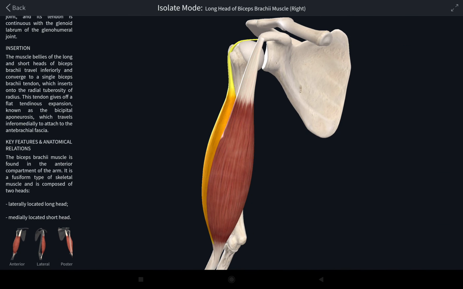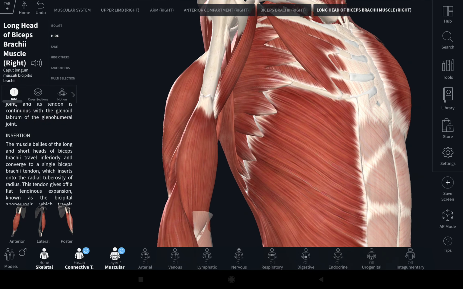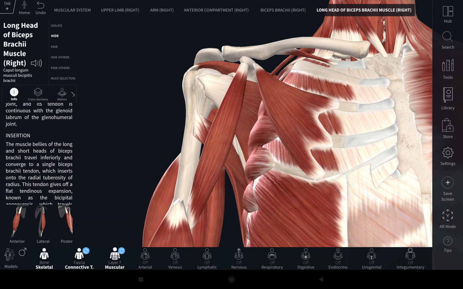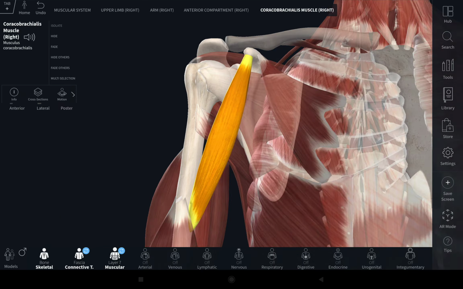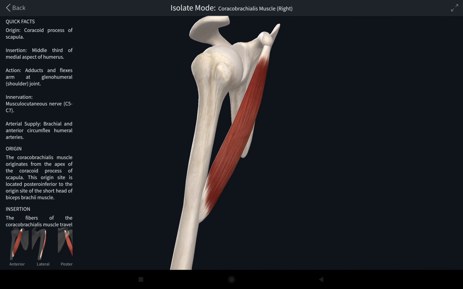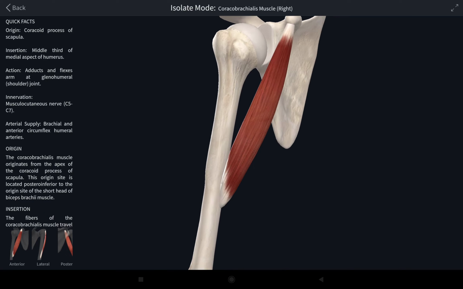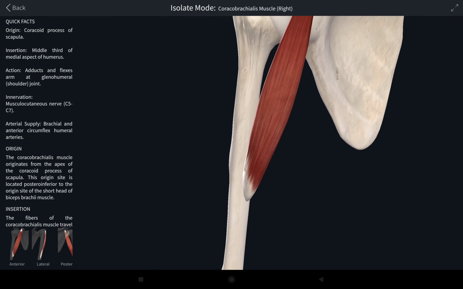Then, if we remove the biceps brachii muscle, the next muscle exposed here is the coracobrachialis muscle. This is the coracobrachialis muscle. From the name, we can easily understand its origin and insertion. So it arises from the coracoid process, and brachialis means the arm, so it inserts into the humerus.